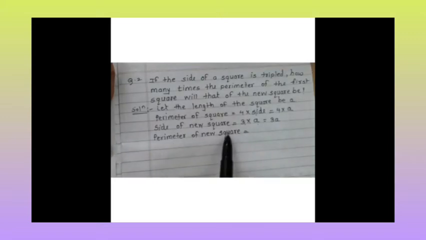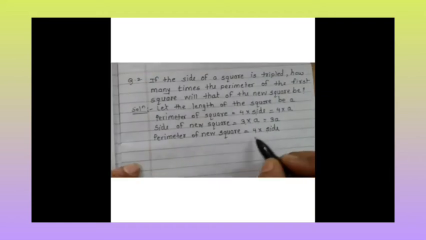What is the formula of the perimeter of a square? 4 times side. Always remember, student, when you are solving such an example, write down the original formula first. When you are taking the perimeter of the first square or the new square, you will write down the formula first. So here I write perimeter of new square is equal to 4 times side. Understood? So 4 into, what is the side of the new square? 3A. So 4 into 3A.